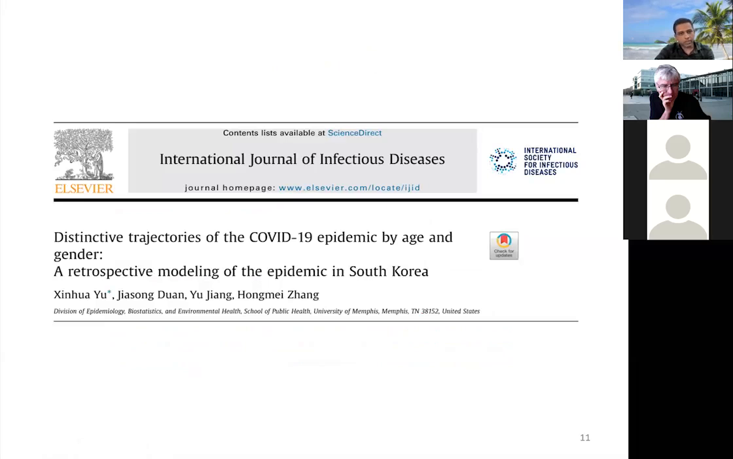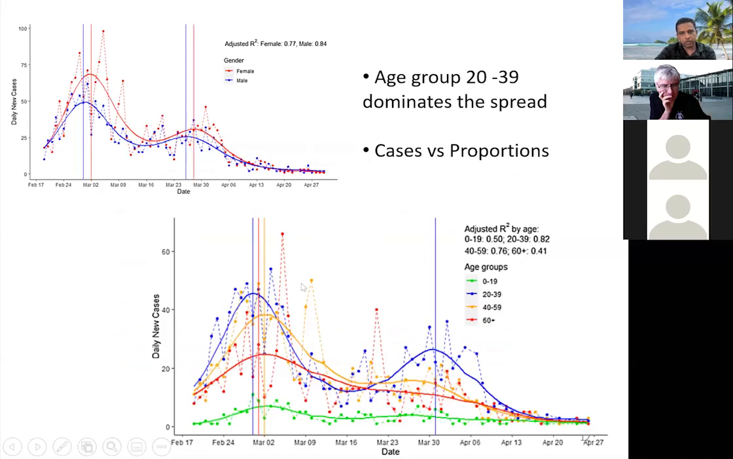And this is one of the extracts from publications. This is about distinctive trajectories of the COVID-19 epidemic by age, in the South Korean context. Just see one important illustration here. You can see this blue colored line. Two peaks are there. This is the group 20 to 39. So they are dominating the whole process. That is why in this gender comparison also, you can see two peaks. But if you go to the age-structured illustration, two peaks are clearly seen only in this age group. So that is why I said it is dominating the whole story.